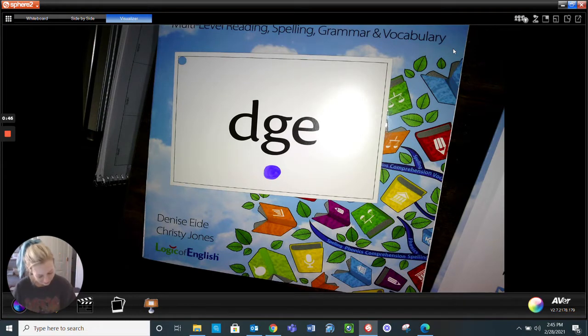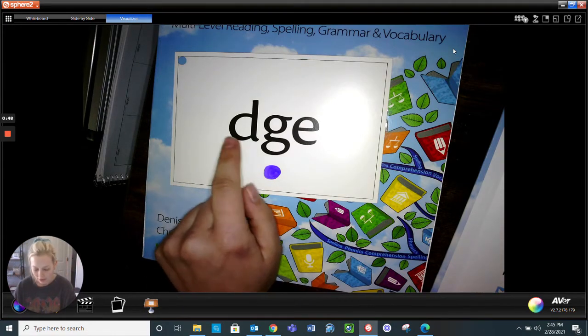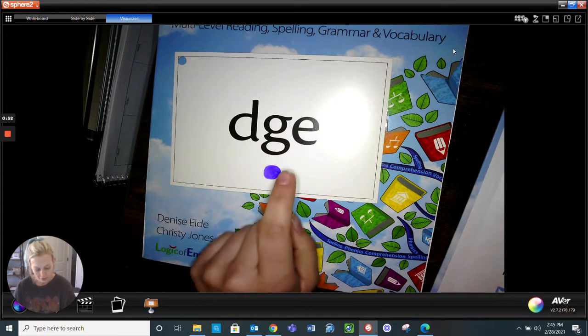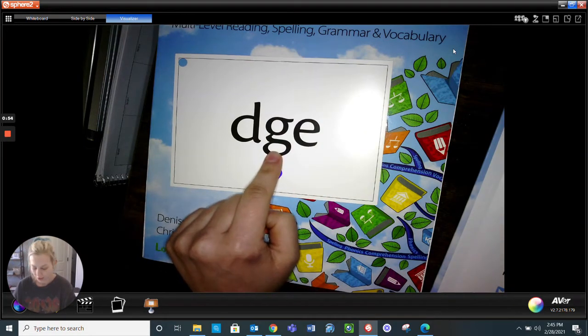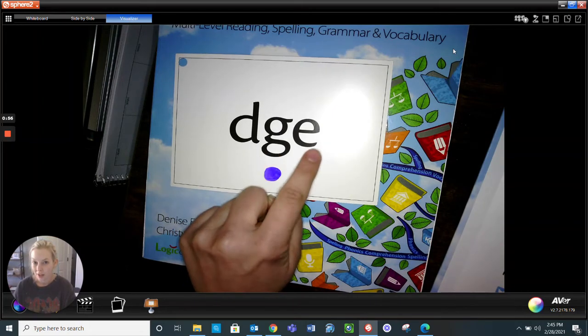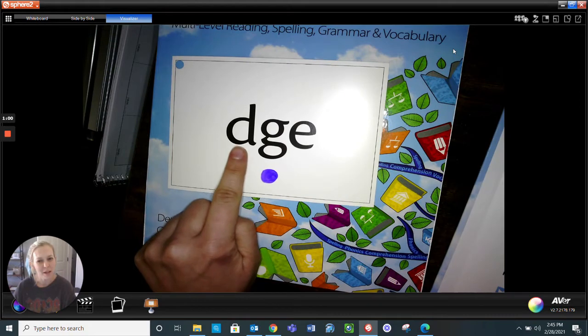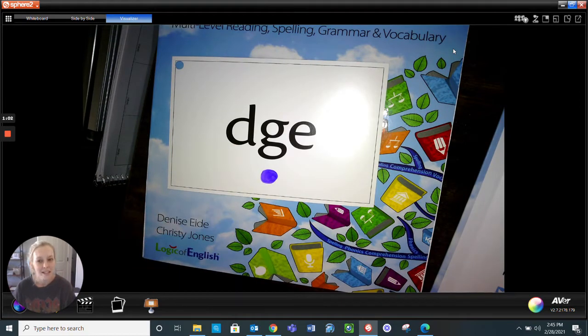Very good. What do you notice about this phonogram? Why do you think G says J? Because of the E. Good. And what else? What's happening to this one? It's silent, isn't it? Yeah.